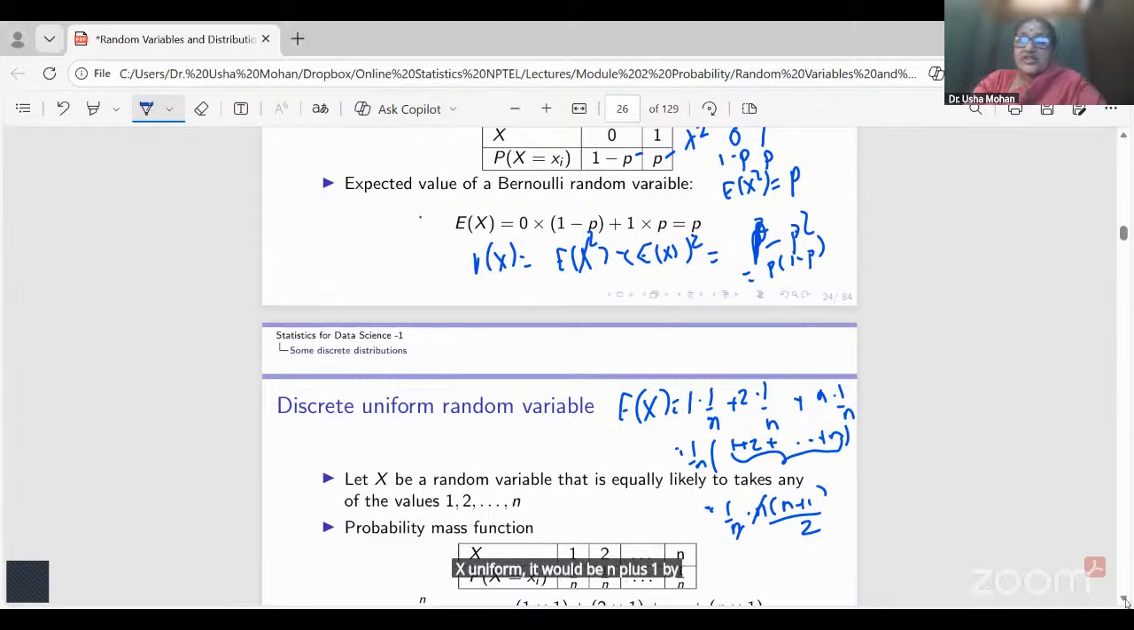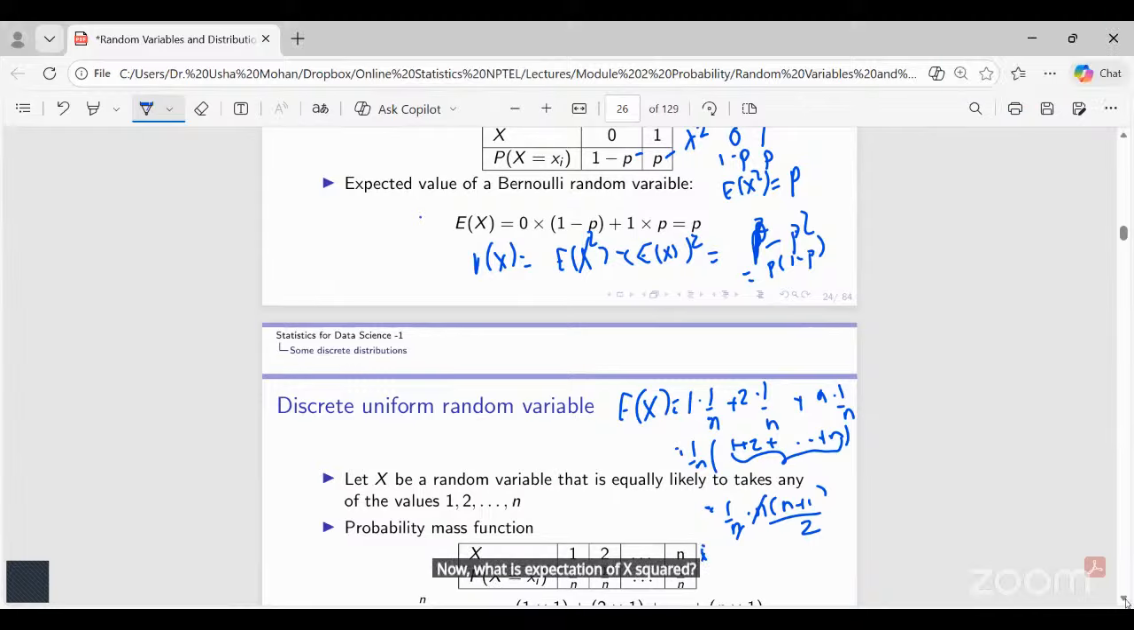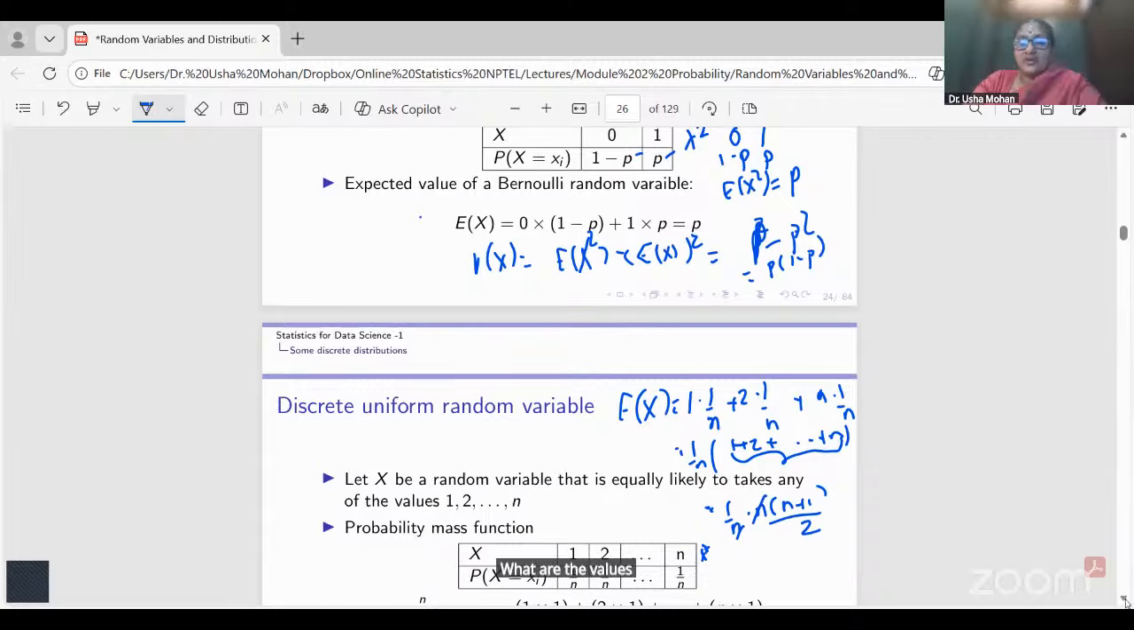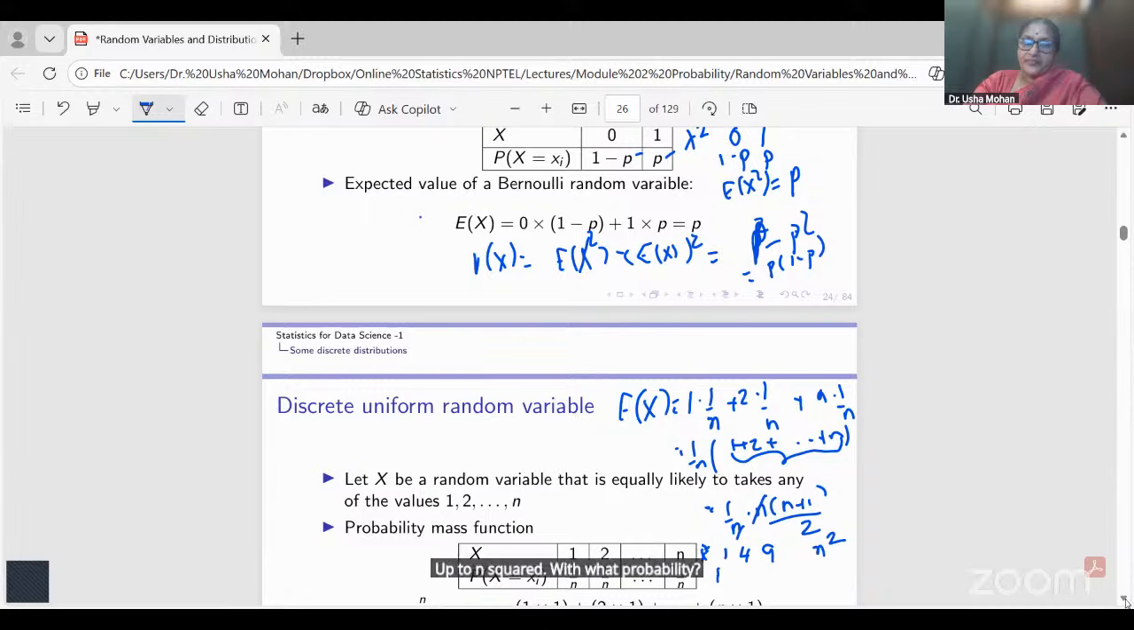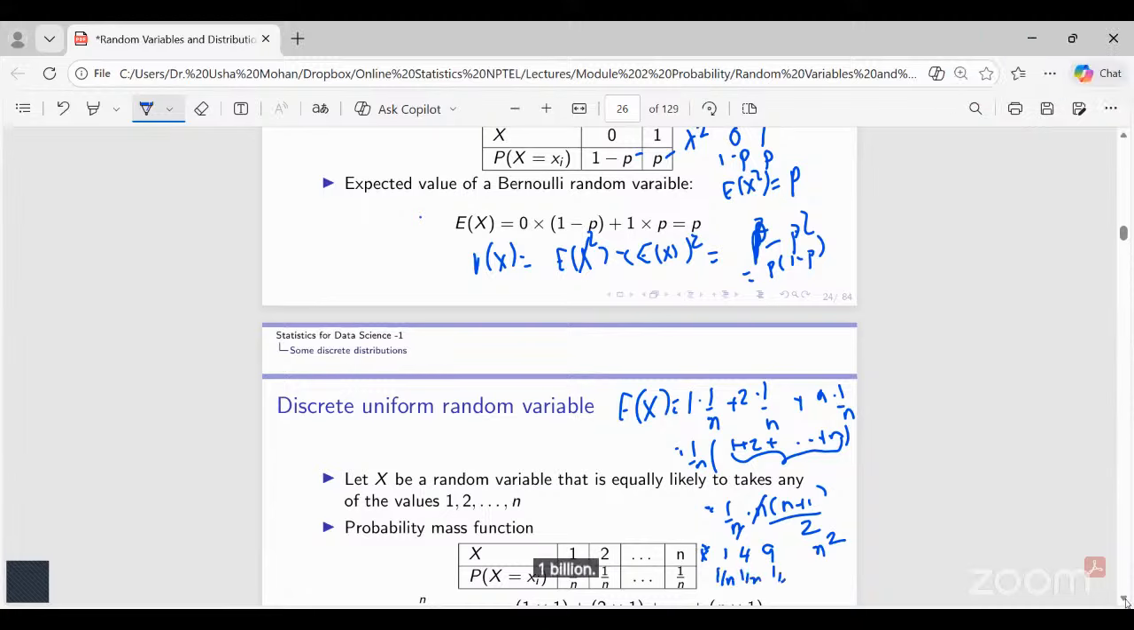Now what is the expectation of x square? What are the values x square would take? 1, 4, 9, up to n square. With what probability? 1 by n, same, 1 by n for each.